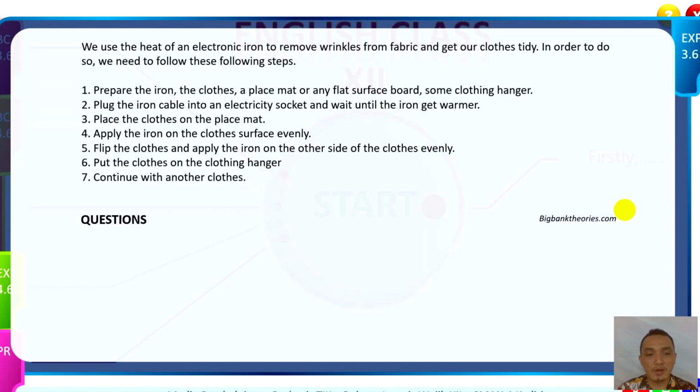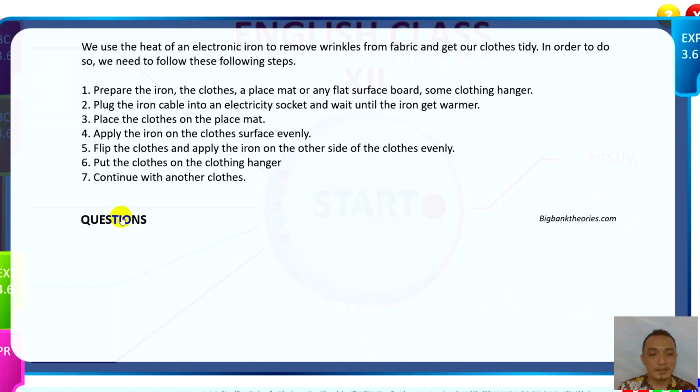Number three, place the clothes on the placemat. Number four, apply the iron on the clothes surface evenly. Flip the clothes and apply the iron on the other side of the clothes evenly. Put the clothes on the clothing hanger. And number seven is continue with other clothes. So this is the manual text of procedures, the written text or reading text. After you watch the video about the manual of procedure, I also give you the reading text of the procedure text. Now there are some questions that you should answer here.